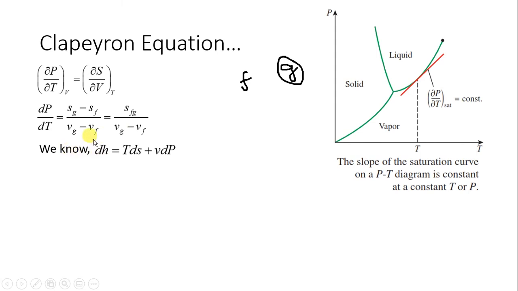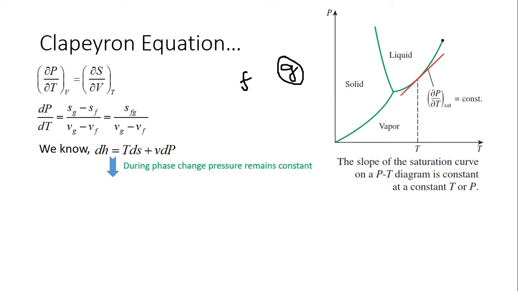Now we have studied this relation before: dH is equal to TdS plus VdP. How do we get this relation? Using H is equal to U plus PV, and in that equation we substitute the values, and this we derived using the Maxwell relation. So we get that dH is equal to TdS plus VdP.